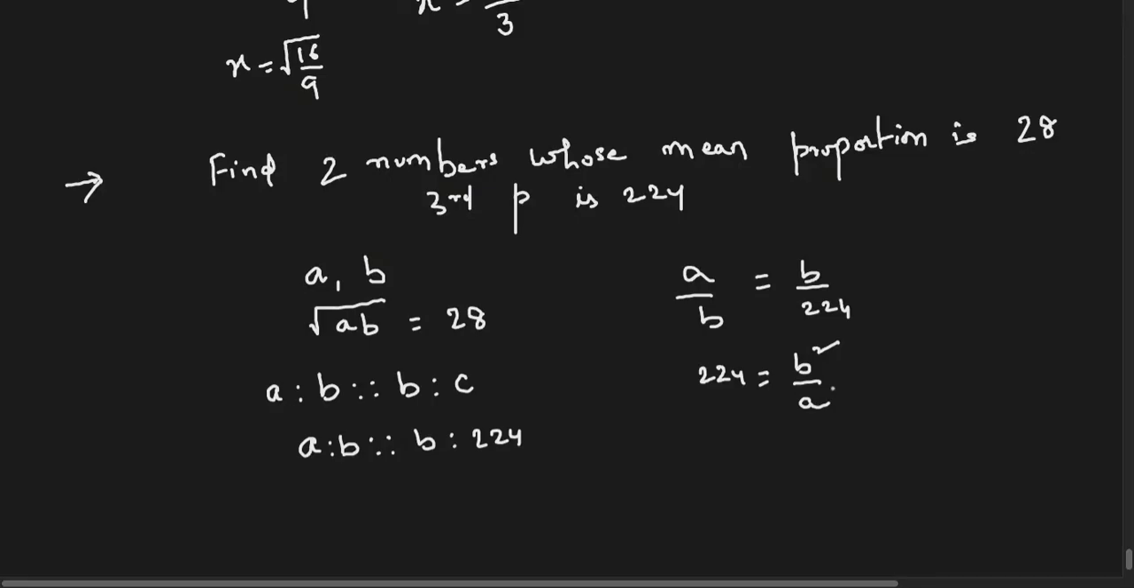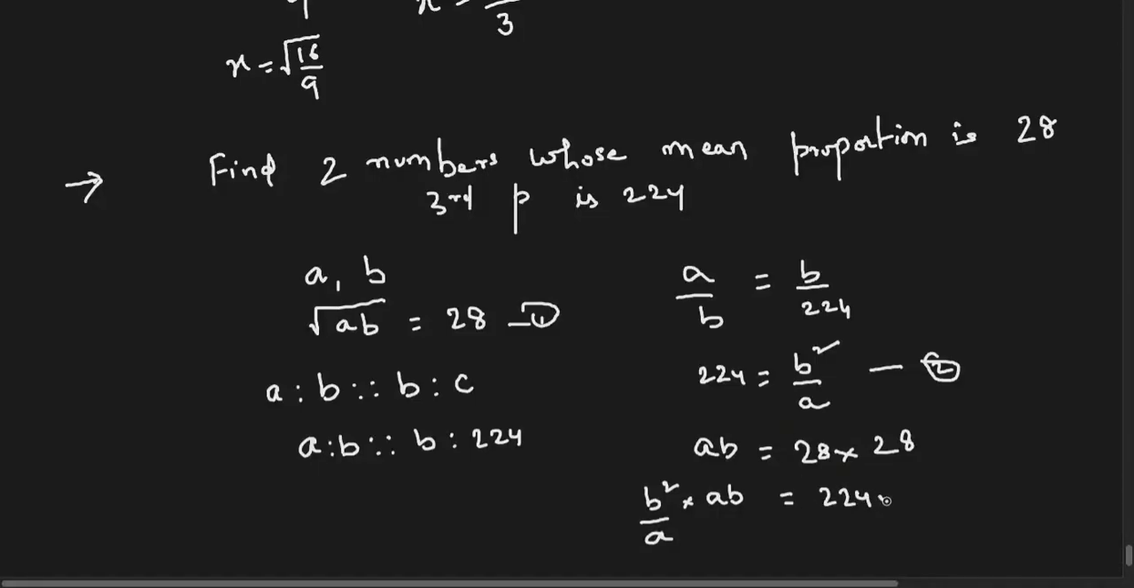So one more thing we have got. What we have got? Root of AB. Root of AB is how much? 28. So AB is how much? 28 multiplied by 28, right? Okay, so now what we can do, we can just multiply both of these terms. This is the second, this is the first equation. If you multiply both of them, what you will get? B square by A multiplied by AB equal to 224 multiplied by 28 multiplied by 28.